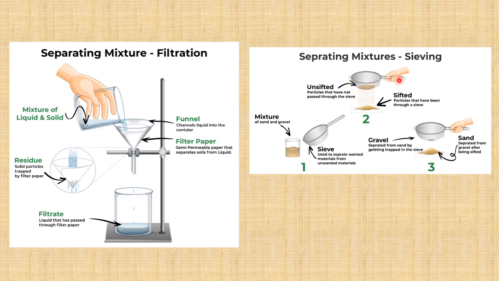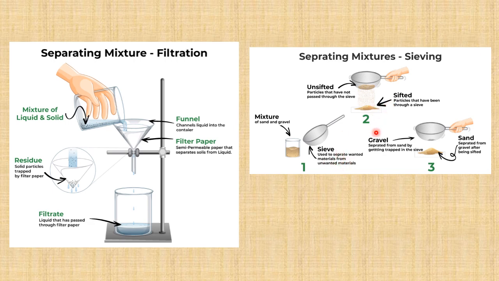We sieve mixtures which have varying particle sizes. So if you have various mixtures of substances with various particle sizes, sieving is very good for this. So let's say you have a mixture of sand and gravel right here. The sieve is the one that we use in this sieving method. This sieve is used to separate wanted materials from unwanted materials.